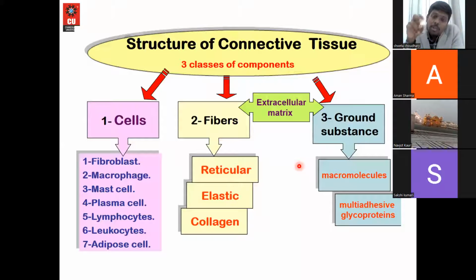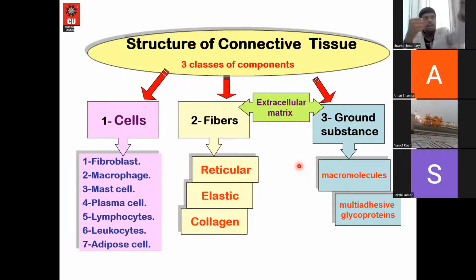Then reticular fibers are present in between, I forgot that name, the pubic symphysis. That means two bones fuse together by fibers. Those fibers are called reticular fibers.